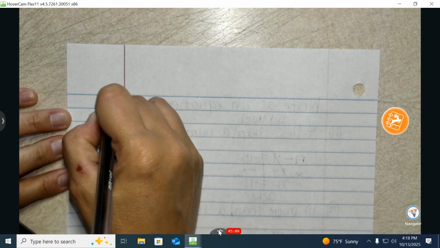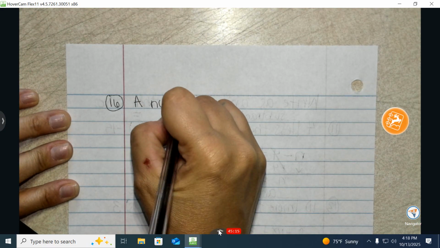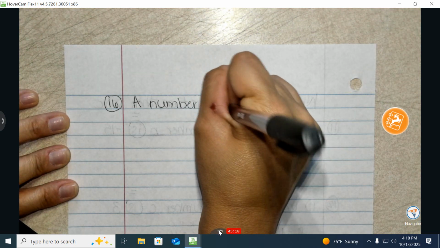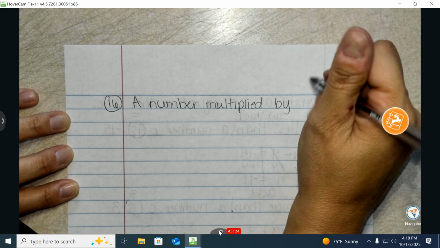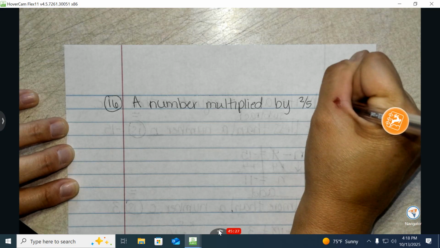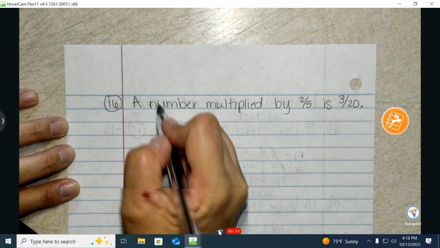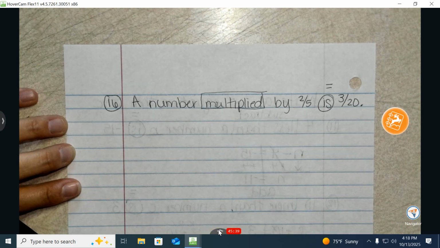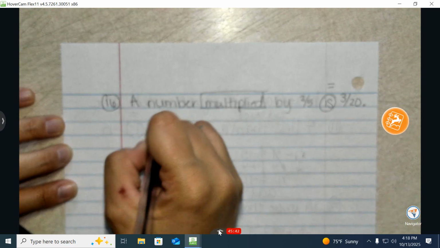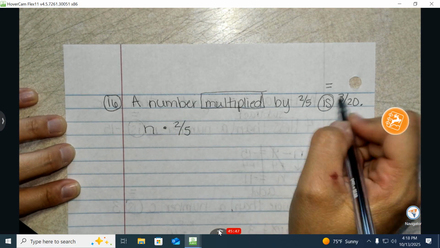All right, two more. Number 16. It says a number multiplied by 2/5 is 3/20. So multiplying a number times 2/5 is 3/20.